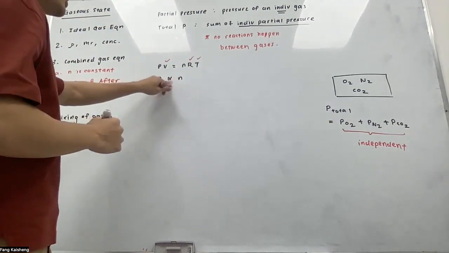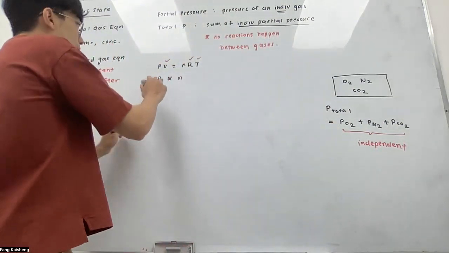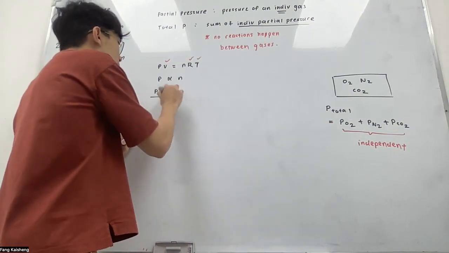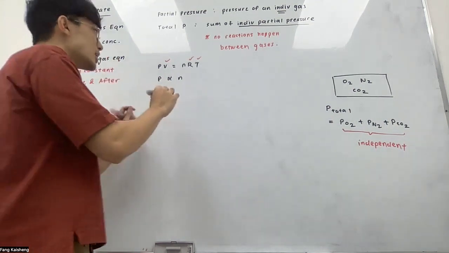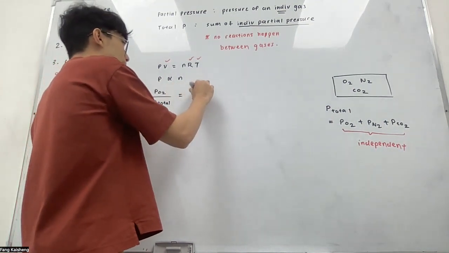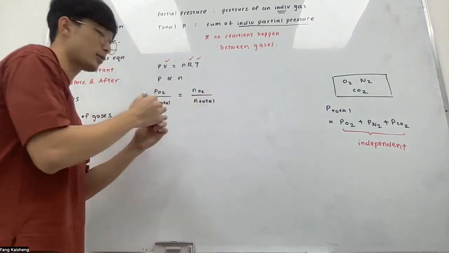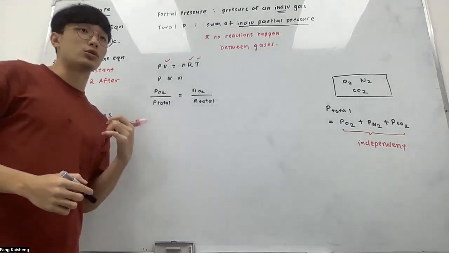And we can actually use this relationship to split it even more. So you can see the partial pressure of, let's just say, oxygen gas over the total pressure. Do you all agree that this fraction is equal to the number of moles of that gas over the total number of moles? The fraction is the same because they are proportional to each other.